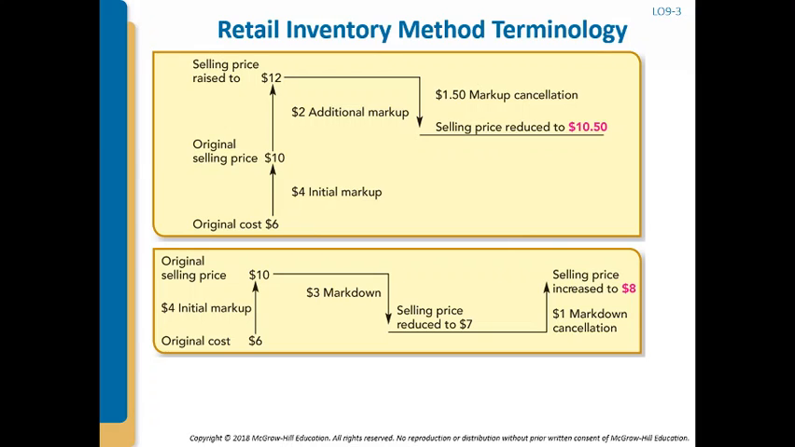And so here's some examples of that. You have your original selling price at $10 per unit. Selling price is raised to $12, so you've got a markup of $2 there. And then after that, the selling price is reduced to $10.50.